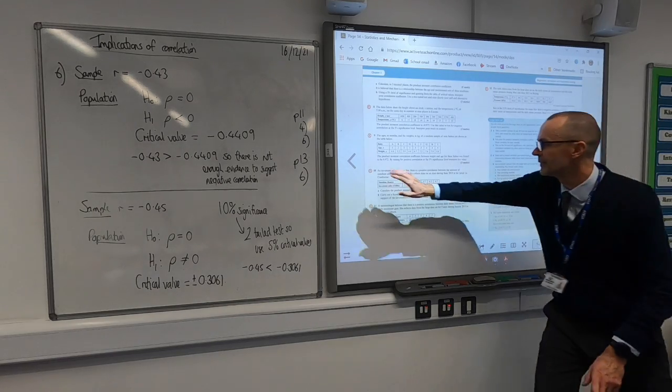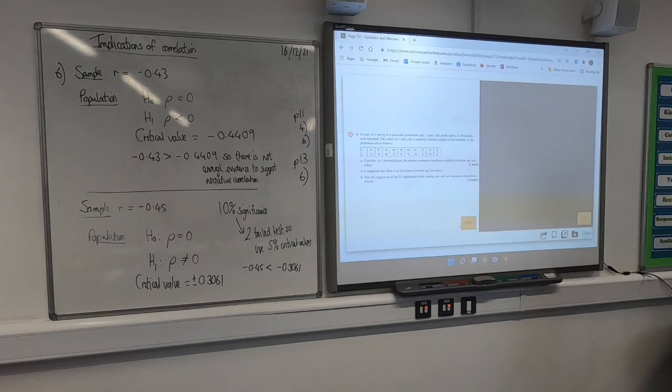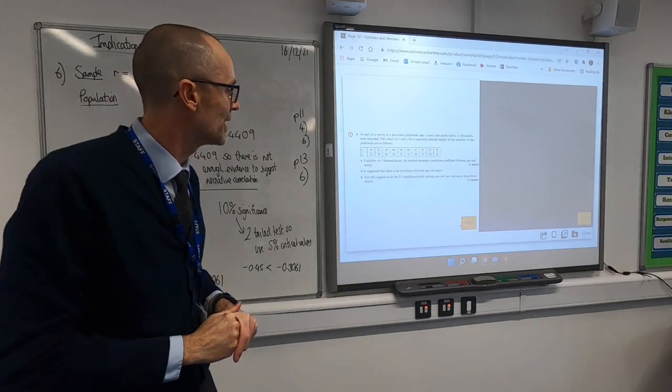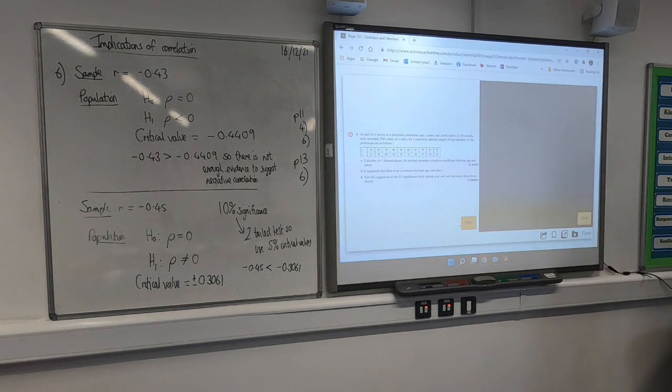Gone too far. You've gone too far this time. So this one says it is suggested there is no correlation. So if there's a mention of positive or negative, you know it's a one-tailed test.